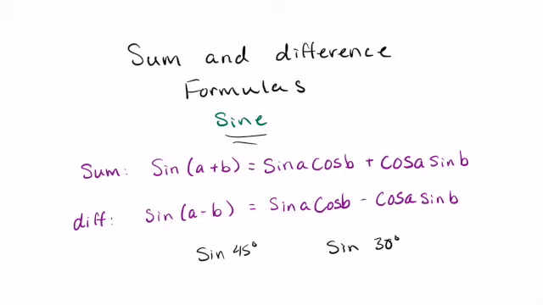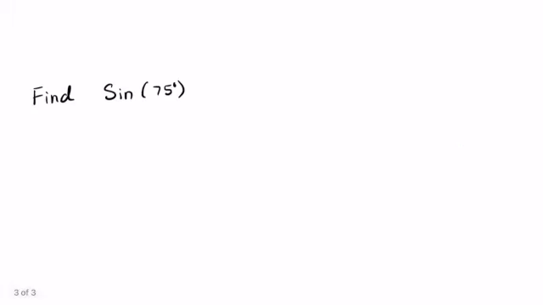The problem is when we wind up with something like the sine of 75. This is no longer an easy point for us to find on our unit circle, so we have to use the sum and difference properties to solve for this. So let's jump straight into an example here.